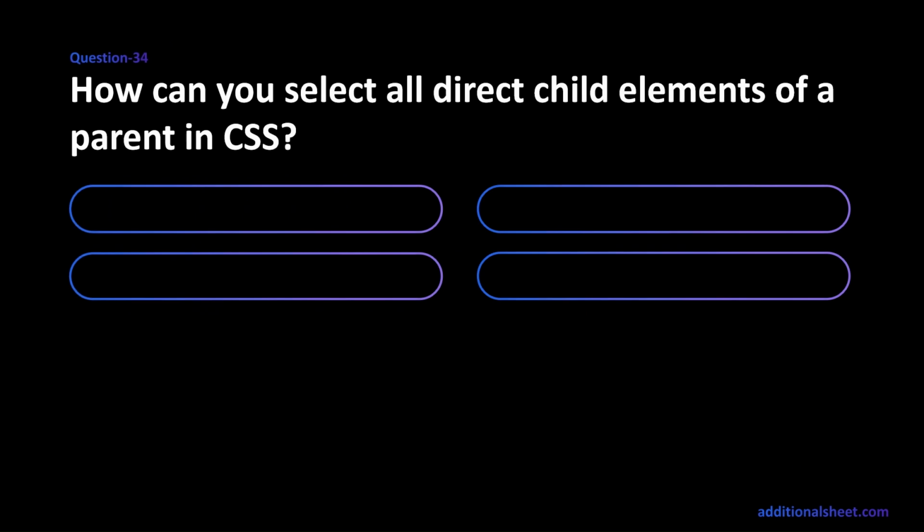Q34. How can you select all direct child elements of a parent in CSS? Options are: A. parent > child. B. parent child. C. parent + child. D. parent ~ child.